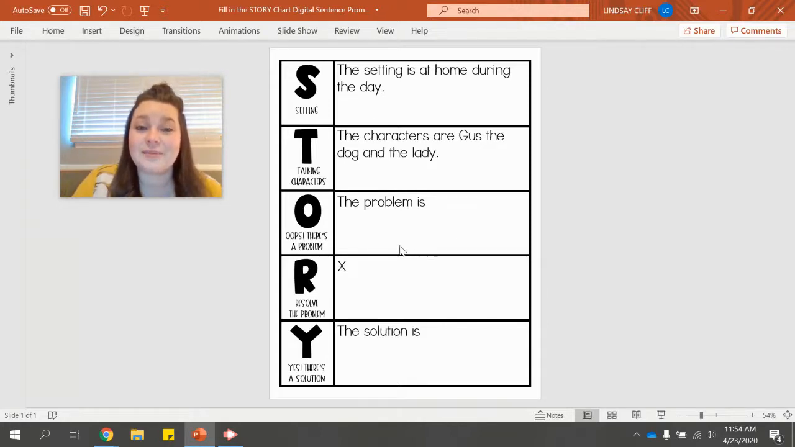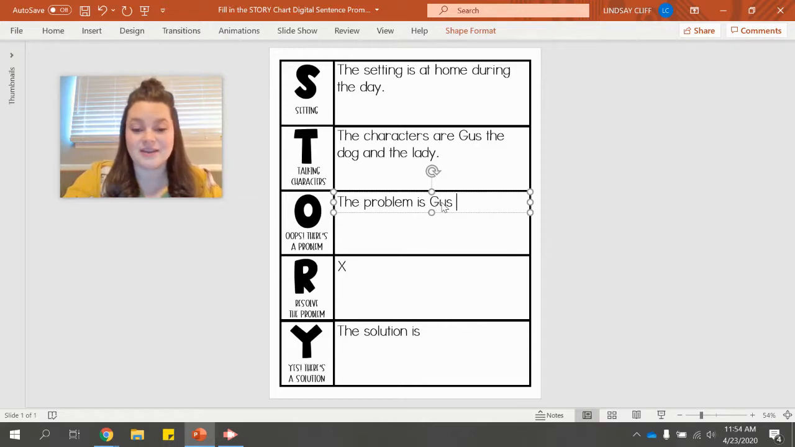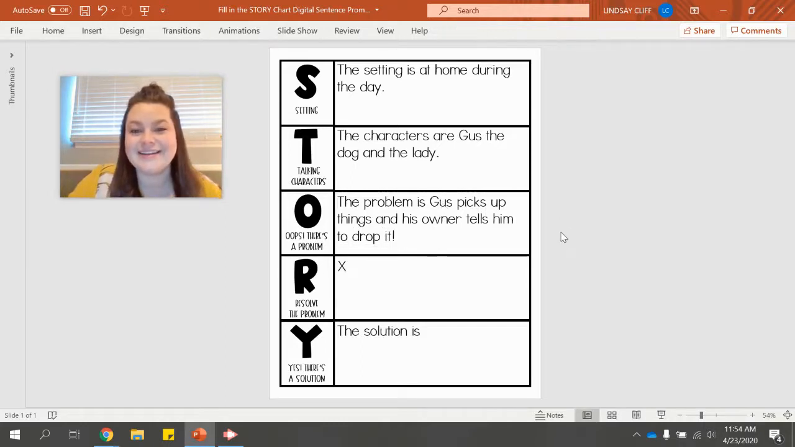Now, if I'm thinking about what the problem is, I would say that Gus keeps picking things up and his owner has to keep telling him to drop it, right? So the problem is Gus picks up things and his owner tells him to drop it, right? He keeps picking things up and she has to keep telling him, Gus, drop it.